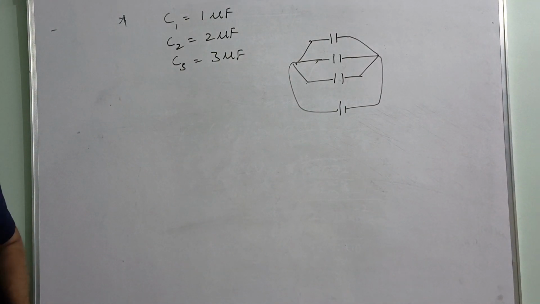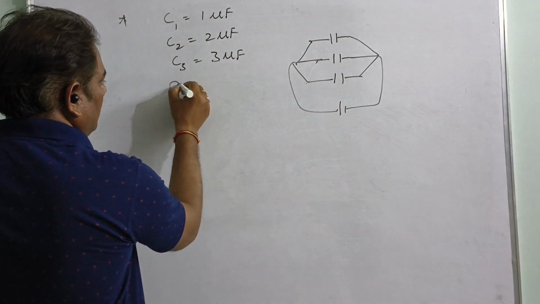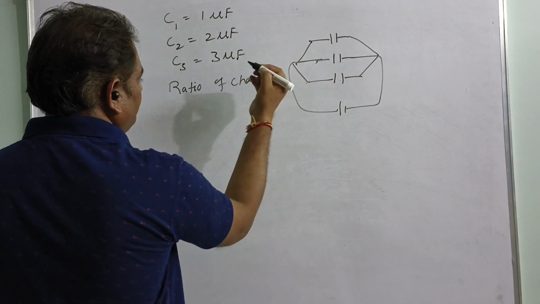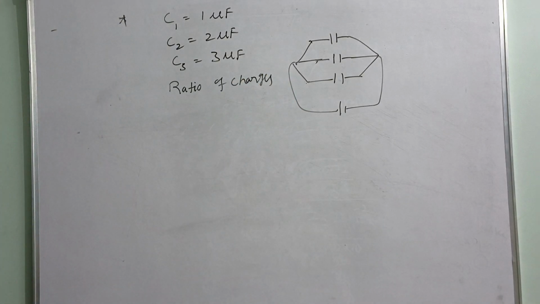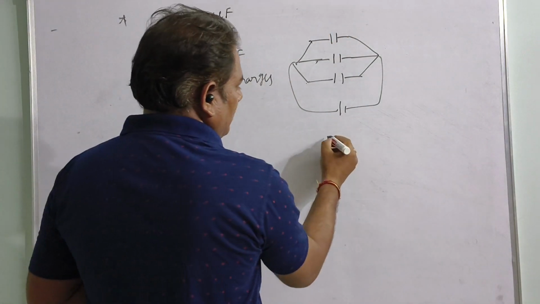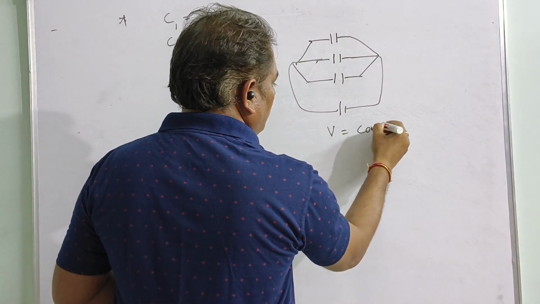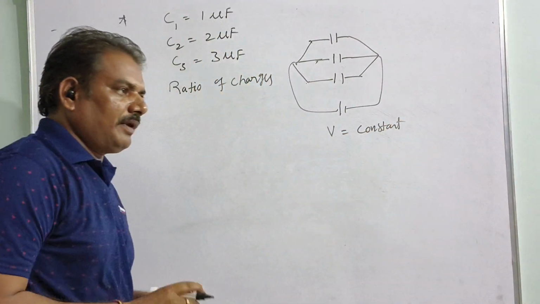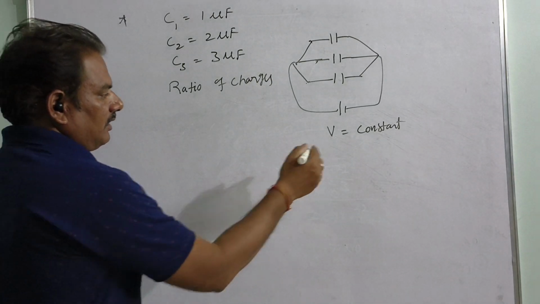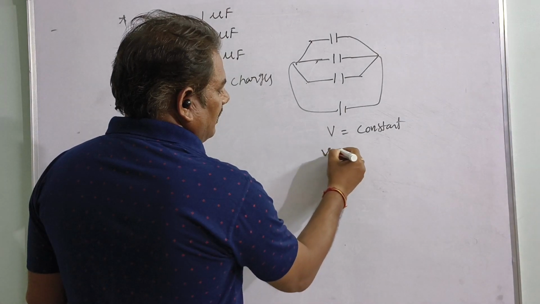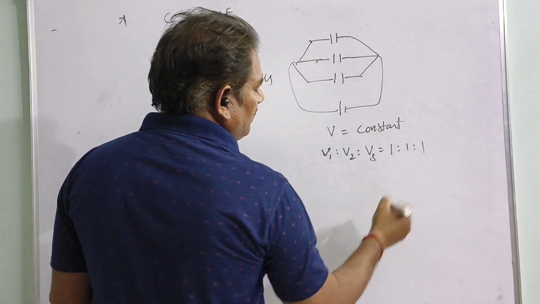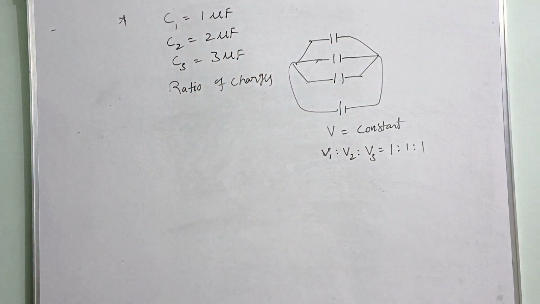So what is the ratio of charges? In this parallel combination, the potential is constant. In parallel combination of the capacitors, the potential is constant. That means V1 is to V2 is to V3 equal to 1 is to 1 is to 1. That is the potential ratio.